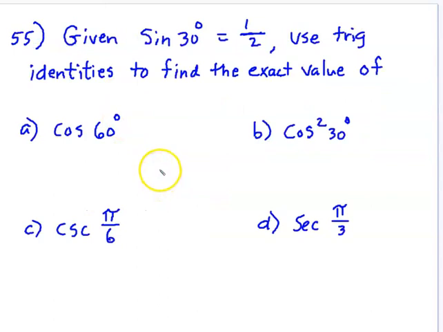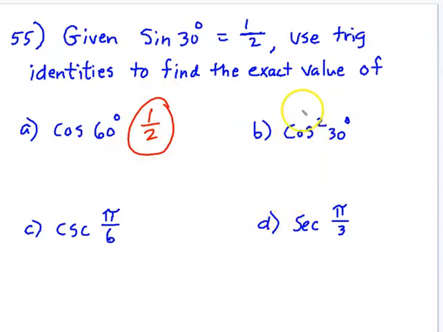Okay, when you get down to the bottom of the page, the problems are going to change a little bit, and they look like this. They're going to give you one trig value, and then you're going to use that and identities to find the other 4. Okay, well, this says sine 30 is 1/2, and we're asked to find cosine 60. Well, remember that the complementary angle theorem says that sine of an angle is the same thing as cosine of the complement of that angle. So sine 30 is equal to cosine 60. And if sine 30, of course, is 1/2, then so is cosine 60.